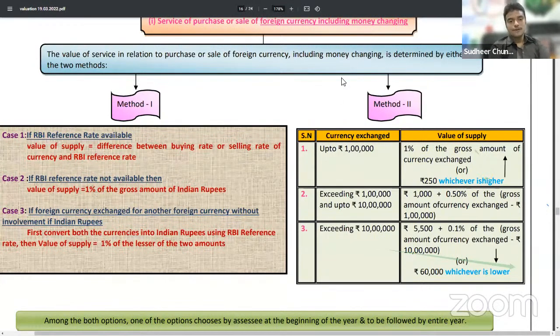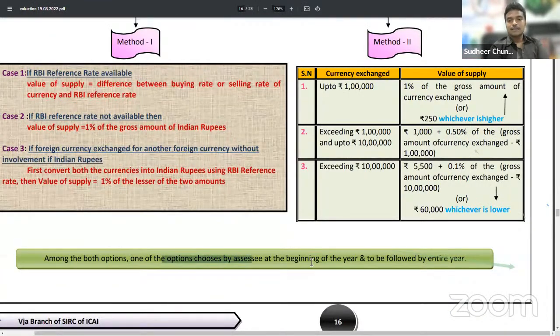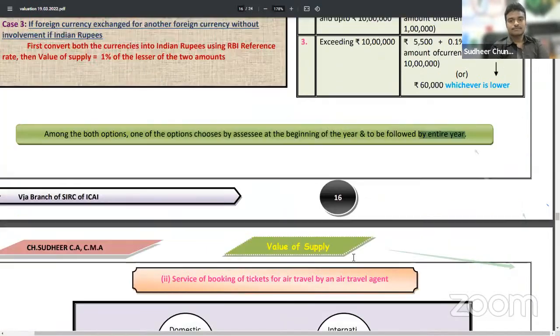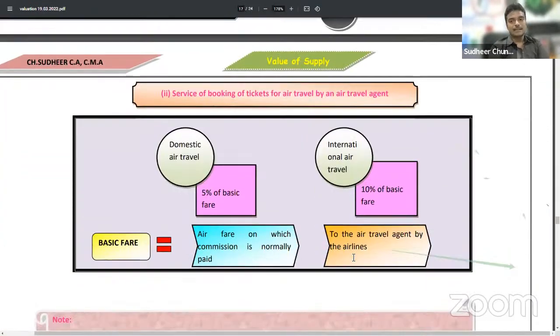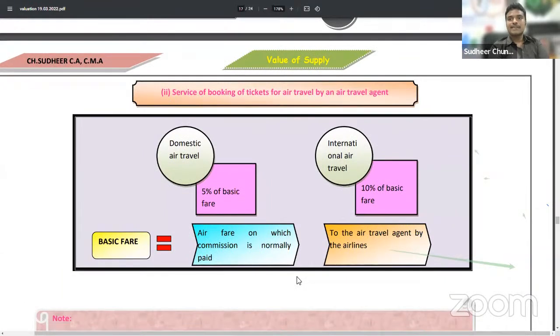We have discussed here. 2 methods were given. Among these 2 methods, the beneficial method must be chosen in the beginning of the year. That means in the April month return itself, you have to choose which is beneficial to you, and it should be followed for the entire year. Next year, if you want, you can change the method, method 1 or method 2. So year wise, if you want, you can change. But once you have opted in 1 year, for the remaining part of the year also, you have to do the same thing. Okay.